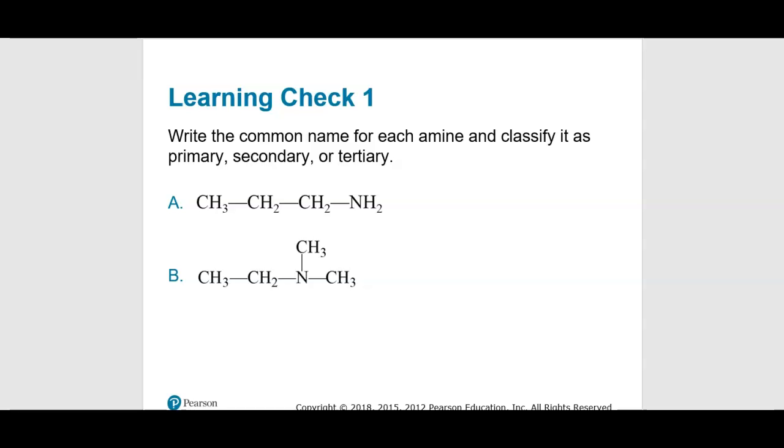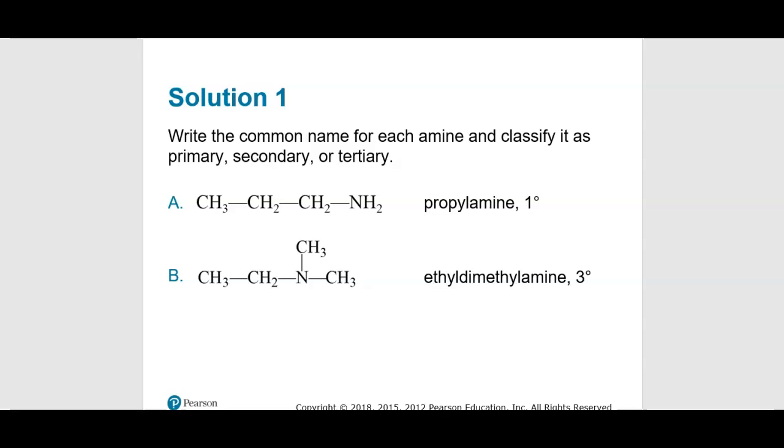Now name them. Well, they want a common name. This is not IUPAC. So a 3-carbon alkyl group is propyl. So that's propylamine, and you're done. Now here we have a dimethyl and an ethyl. What comes first in the alphabet? Ethyl comes before methyl. The di in dimethyl does not matter. So it's going to be ethyl dimethylamine. And you see, it's tertiary, as we saw.